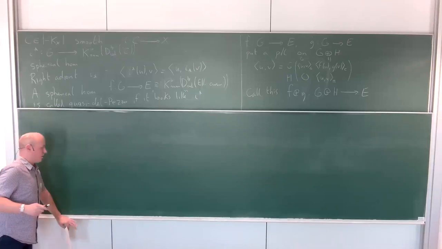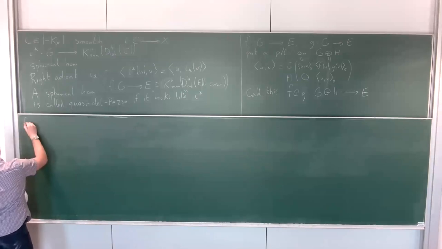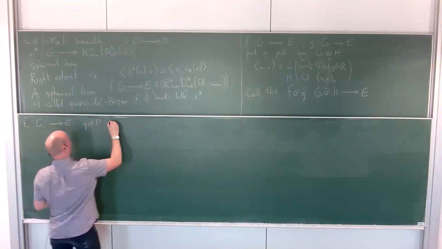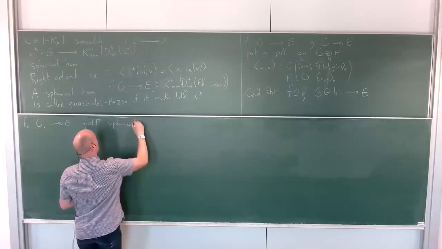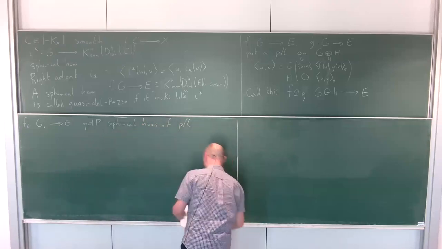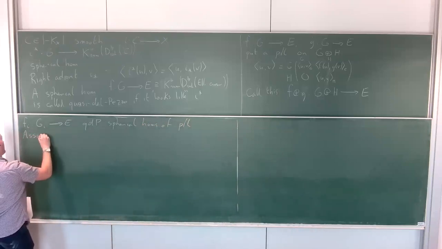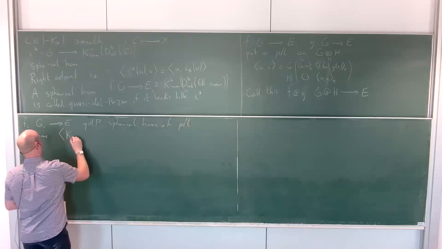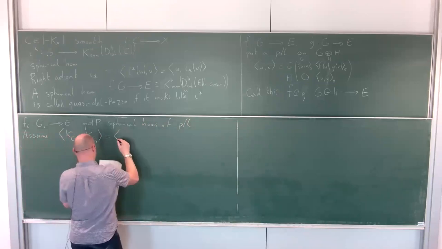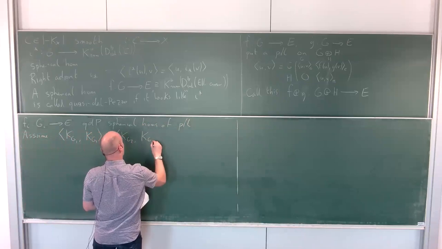So now, what's the main construction here? Let's say I've got F_i from G_i to E. These are quasi-del Pezzo spherical homomorphisms of pseudolattices. I'm going to make an assumption. Remember I had these canonical classes. I'm going to assume that K of G1 intersected with itself is the same as the negative of K of G2 intersected with itself.